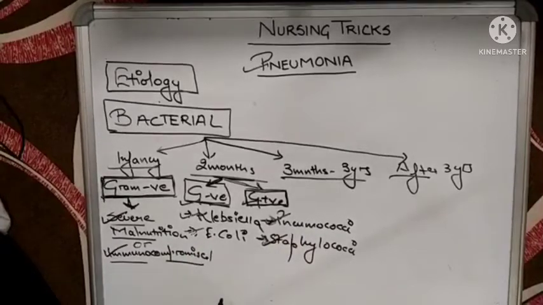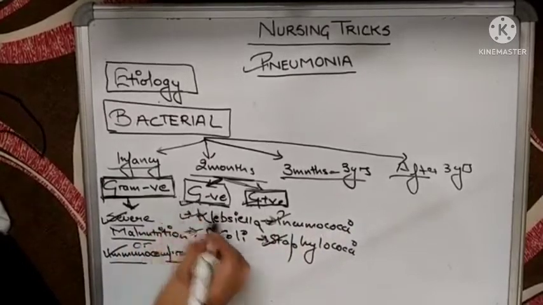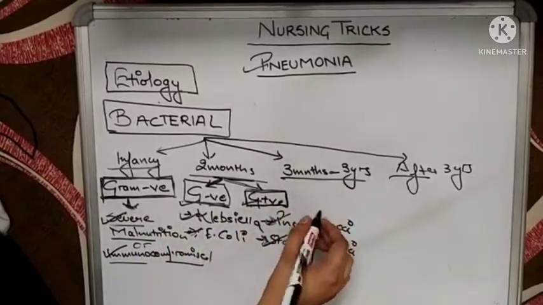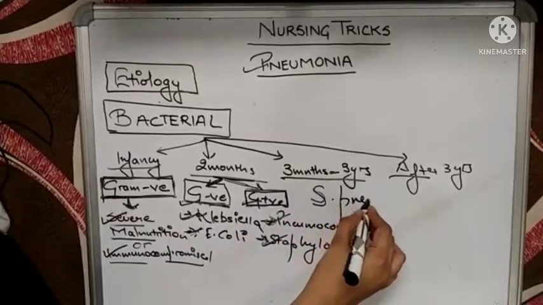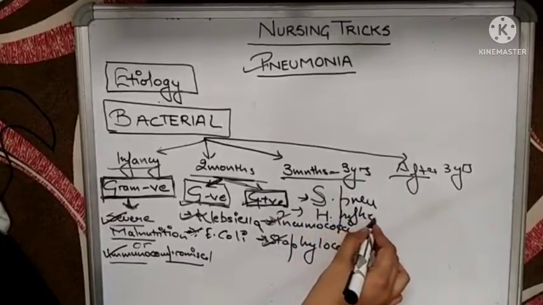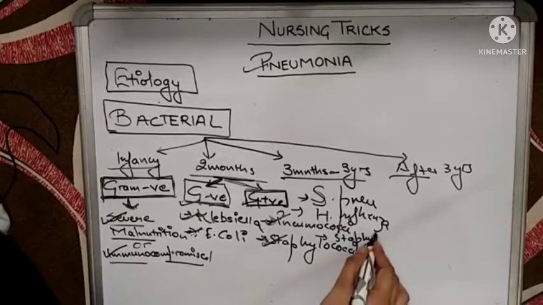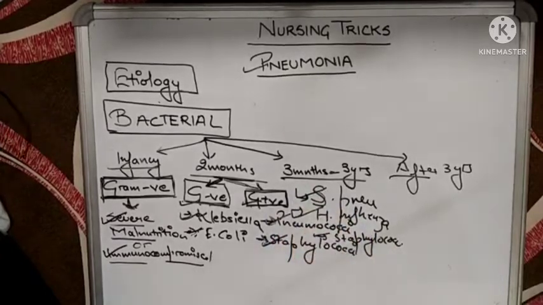Now let us see in the 3 months to 3 years. Here I have not mentioned the organisms, so you can write from here. In 3 months to 3 years we have streptococci pneumoniae, and then we have Haemophilus influenzae, and lastly we have staphylococci. So streptococci, Haemophilus and the staphylococci are responsible for causing pneumonia in the age group of 3 months to 3 years of age.